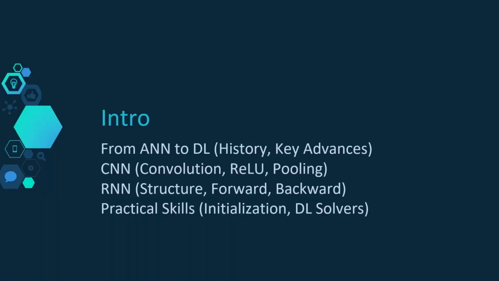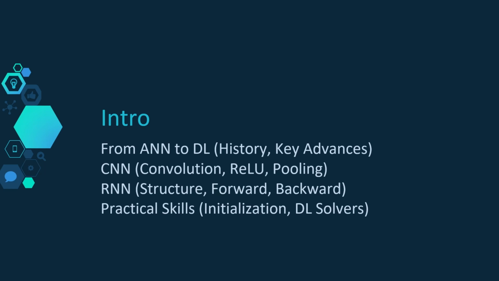First, from ANN to DL, we will take a look at the history to see how ANN was developed from the very beginning and all the way to deep learning. And we will talk about the key advances in this process. Next, for convolutional neural networks, CNN, we will take a look at a few things that you did not see in the shallow neural networks.